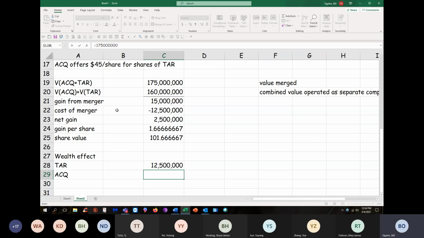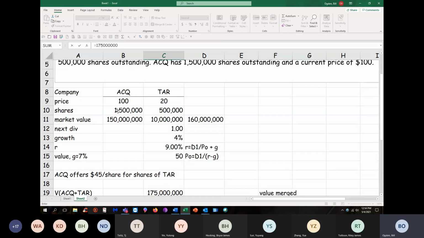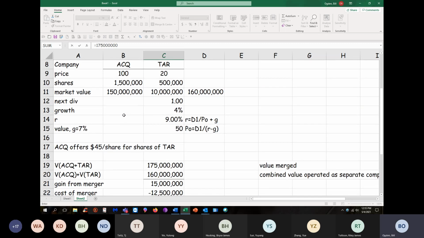Okay, and let's go back up a little bit here. What were they worth before the merger? They were worth 150 million, correct? So 100 times 1.5 million shares, right? 150 million they were worth prior to the acquisition or merger.